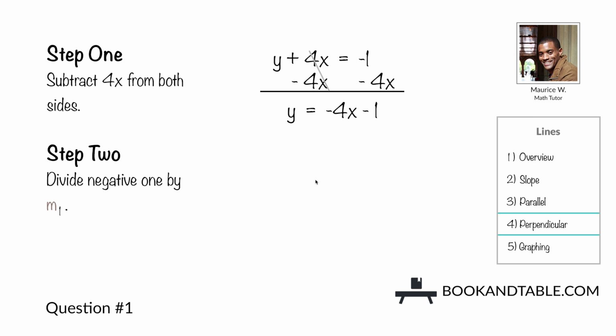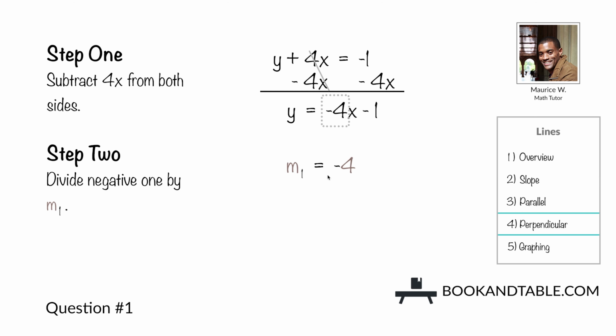Question number 1. The line that is perpendicular to the one we are looking for is given in standard form. So we want to change it to slope-intercept form. So step 1, subtract 4x from both sides. This shows us that the equation of that perpendicular line is y is equal to -4x minus 1. This is significant because that tells us that the slope of that line is -4.